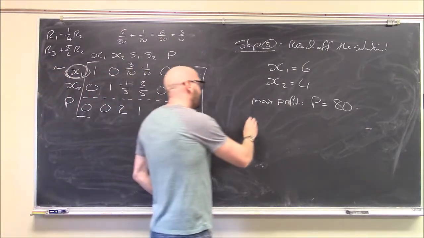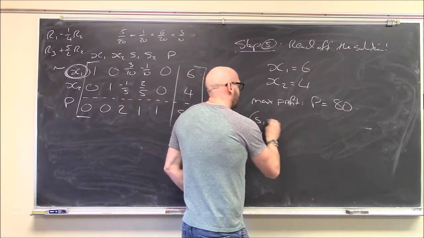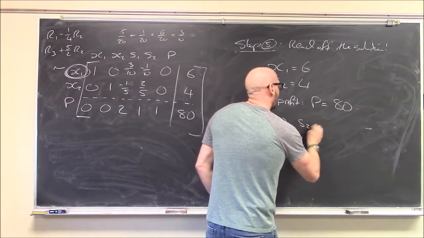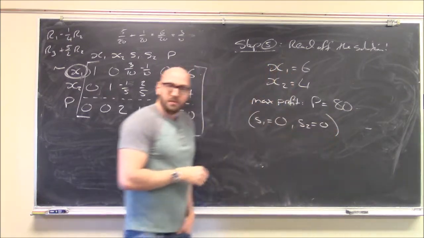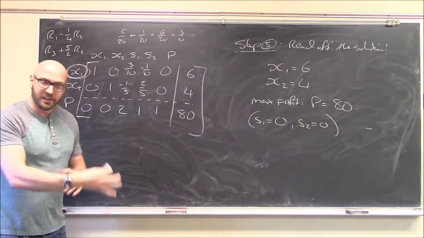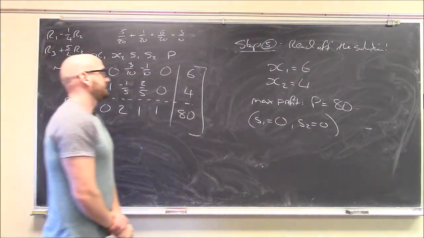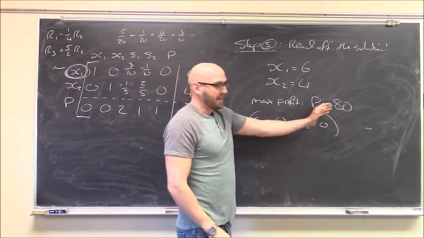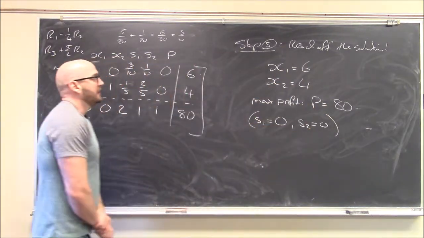So my slack variables s1 and s2 are both 0. So we don't have any excess here. There's no slack. This sort of perfectly maximizes the inequalities.